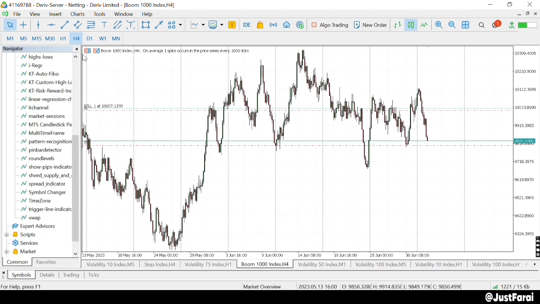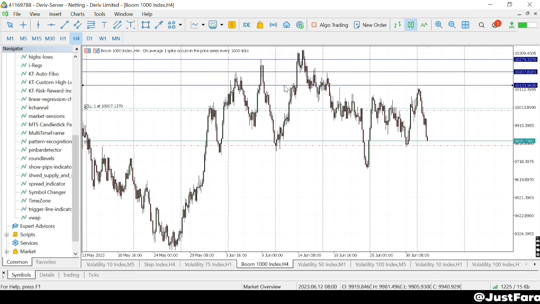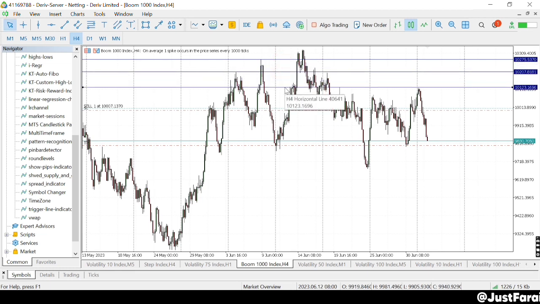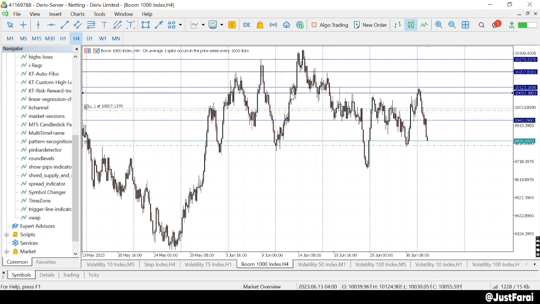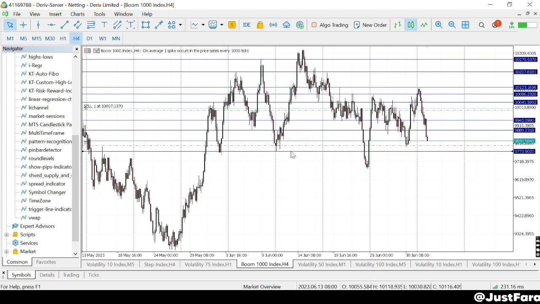So first and foremost, what I did is I marked out my swing points on the H4 time frame, and this is what I'm doing right now. Remember, this is what we always do on our directional bias time frame. We always mark out our swing points before we can think of anything else, right? So a swing point is just a turning point.